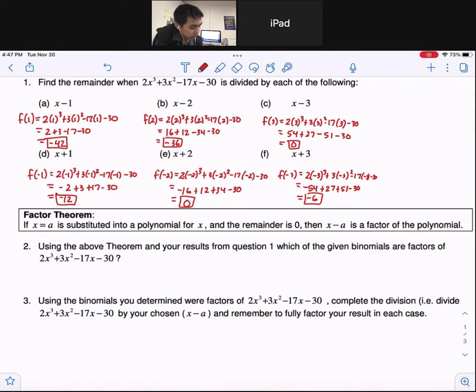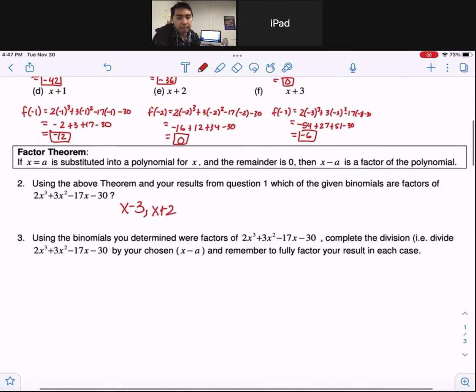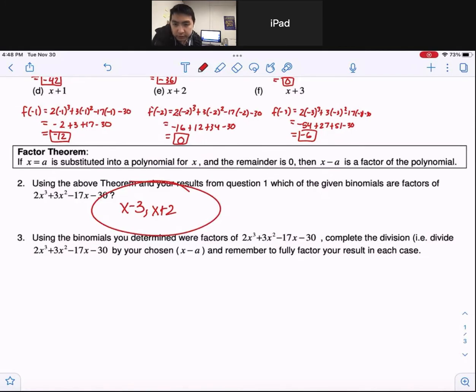So, using the above theorem and your results from question 1, which of the given polynomials are factors of that? It is x minus 3, right? Because there was a remainder of 0, and it was x plus 2, because that also gave us a remainder of 0. Number 3, using the binomials you determined were factors, which were those two, complete the division, which is divide 2x to the third plus 3x squared minus 17x minus 30 by your chosen x minus a, and remember to fully factor your result in each case.